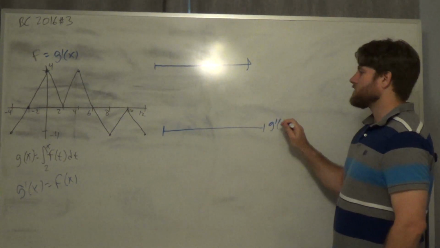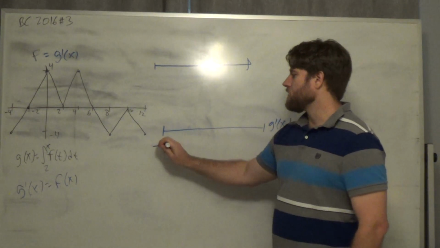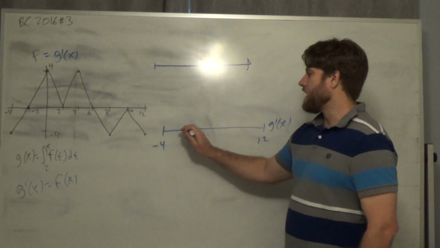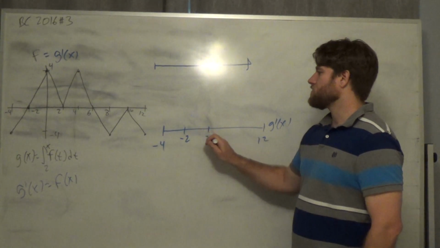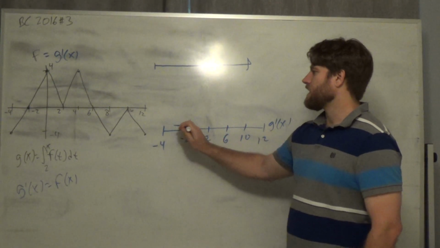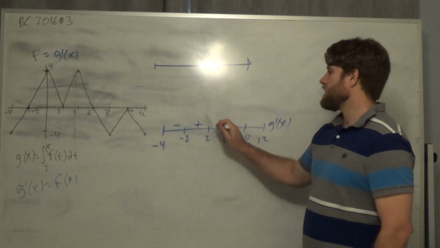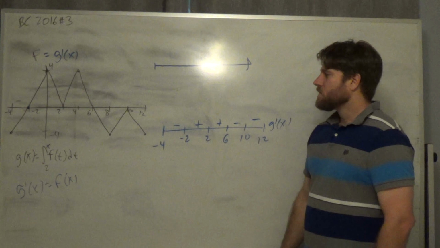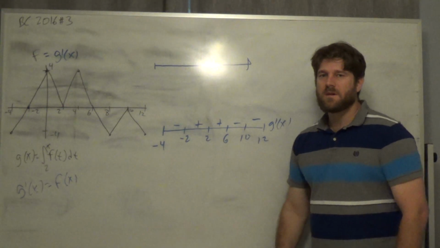We're going to make a quick sign chart of G prime. It goes from -4 to 12, so we're going to include that. And it hits 0 at -2, and at 2, and at 6, and at 10. And we have negative values, positive values, positive values, negative values, and negative values. Okay. So the question is, do we have a relative minimum at 10?